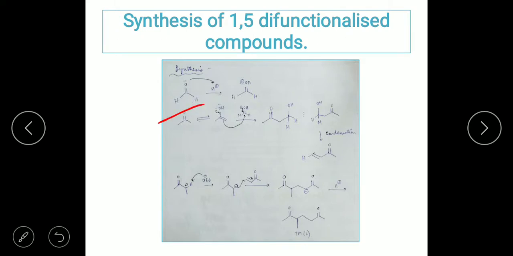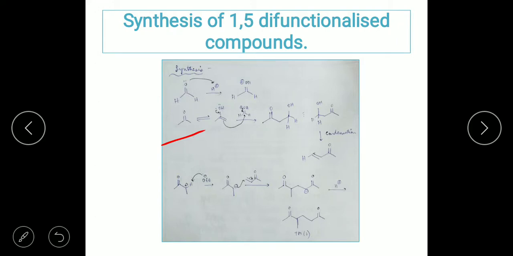Now first we have the formaldehyde. Here what is going to happen is the oxygen is going to abstract a proton. It's going to give a positive charge on the oxygen in this format. So this is going to be the first starting material. Now the second starting material is nothing but the acetone.